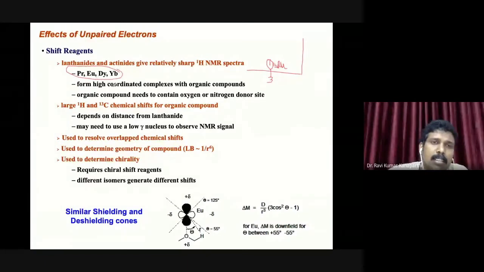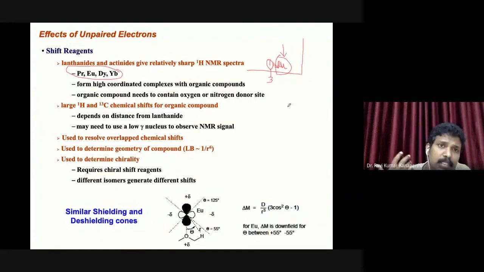So lanthanide ligands basically form nice metal complexes with organic compounds which have either oxygen or nitrogen donor sites. Then you take such a complex to the NMR and record the NMR spectrum. What happens? The scale will be broad, basically stretched apart. All these CH2 protons which are clumsy, resonating at one place, will now be stretched apart, and as a result it will be easy for us to interpret the NMR spectrum.